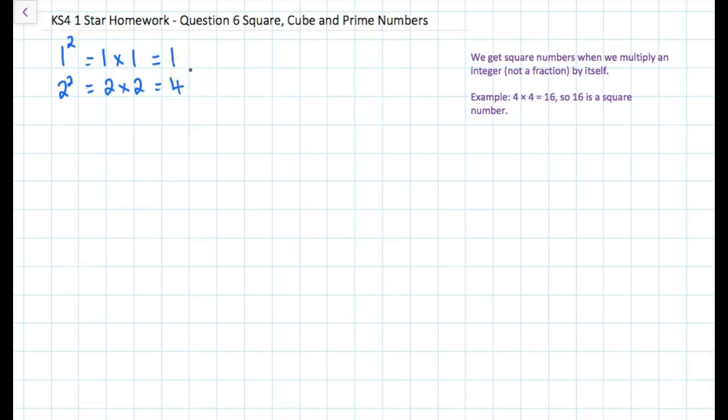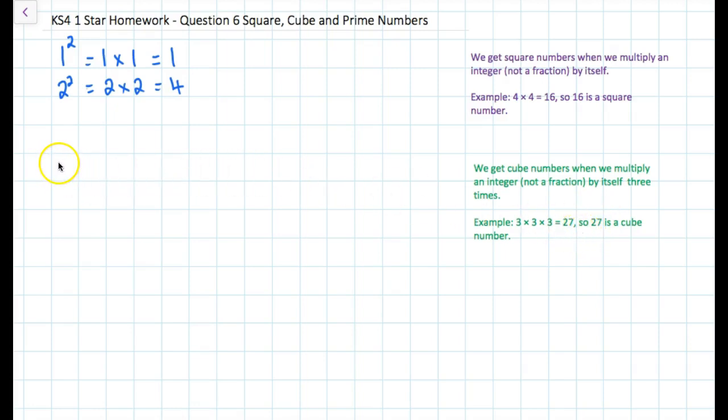I'm going to move on to the cube numbers now. So we get a cube number when we multiply an integer, again, another word for a number, by itself 3 times. This can't be a fraction as stated in the square numbers. So an example of this would be 3 times 3 times 3, giving you 27. So 27 is the cube number.